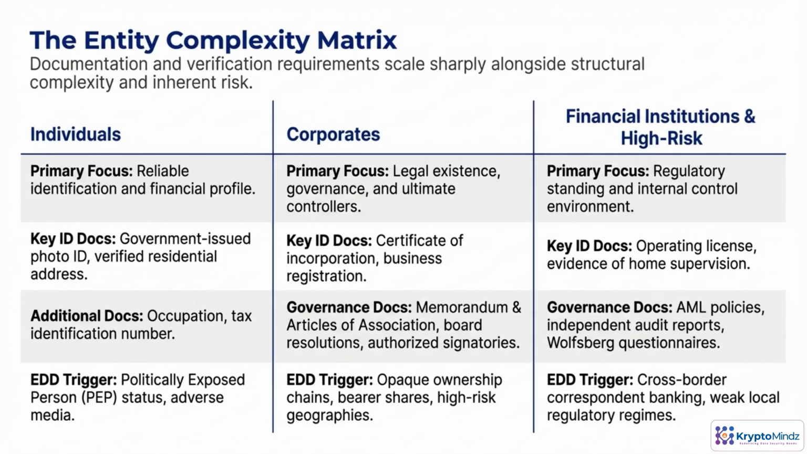The type of customer dictates how deep your due diligence must go. For individuals, the risk is often more straightforward. Confirm who they are, where they live, what they do, and watch for PEP status or negative media. Corporates add another layer. You must confirm the company really exists, then peel back the structure to find who ultimately owns and controls it. For financial institutions and other high-risk entities, the emphasis shifts to their regulatory status, control environment, and how robust their own AML frameworks really are.